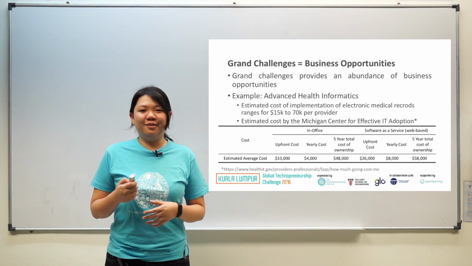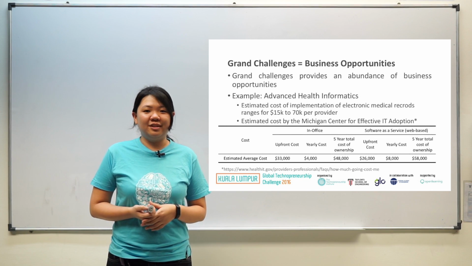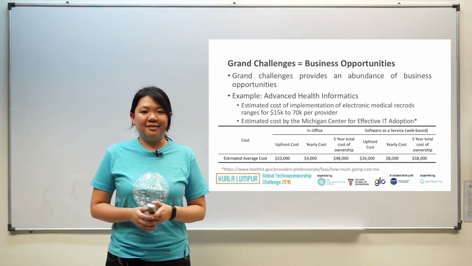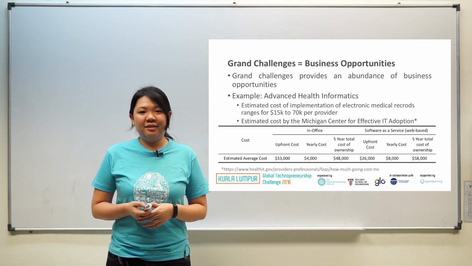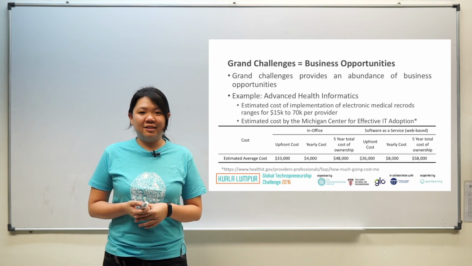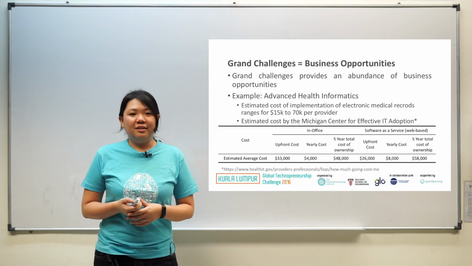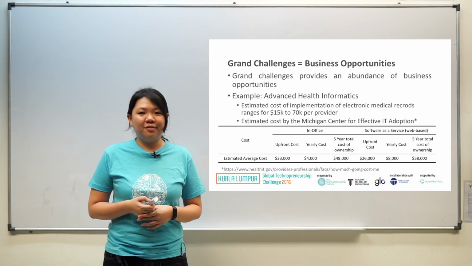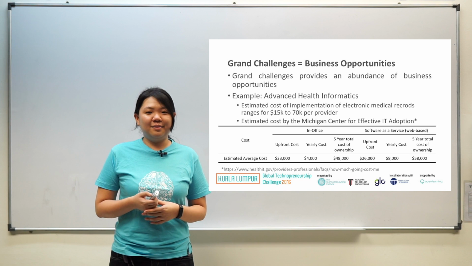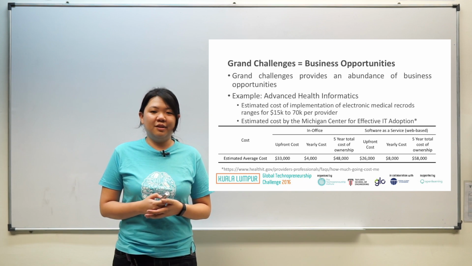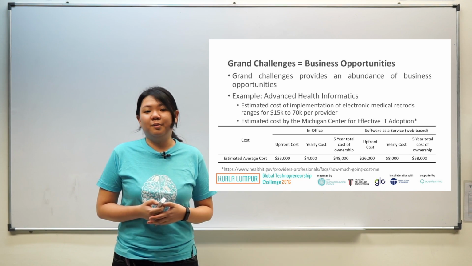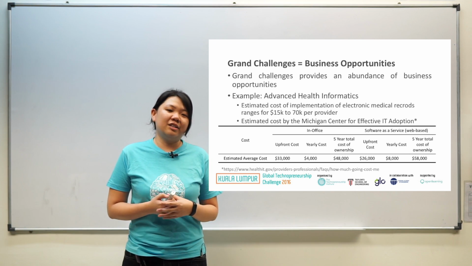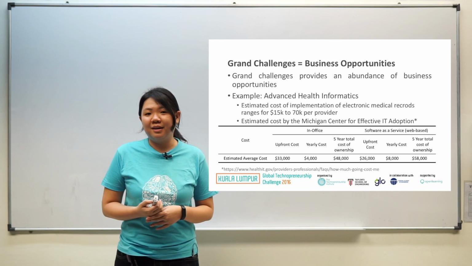So the grand challenges provide an abundance of business opportunities. Let's take advanced health informatics as an example. Under the grand challenge of advancing health informatics, we have the need to digitalize medical records. The estimated cost of implementation of electronic medical records is about $15,000 to $70,000 US per provider. So if you want to take that aspect of the grand challenge to solve, it's a pretty sizable market.